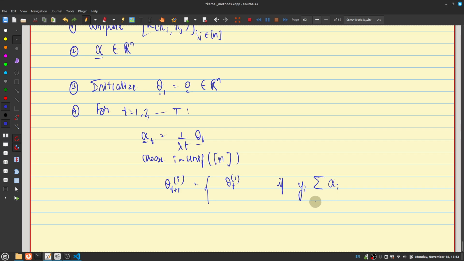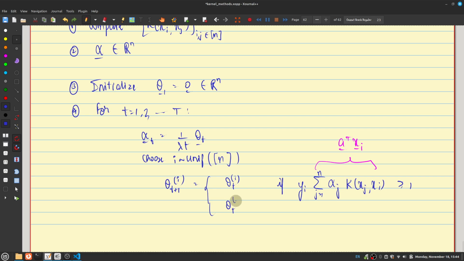Instead of that, it's going to be a summation j equal to 1 to n alpha_j k(x_j, x_i). Right, so this is effectively a replacement for A transpose x_i. If this is less than 1, then it's equal to theta_t,i plus y_i, and theta_{t+1,j} is equal to theta_t,j for j not equal to i.